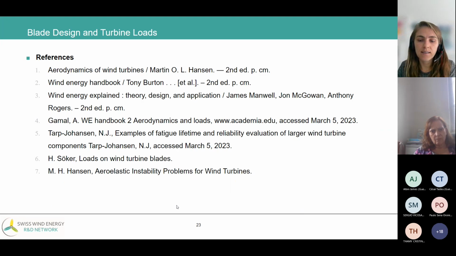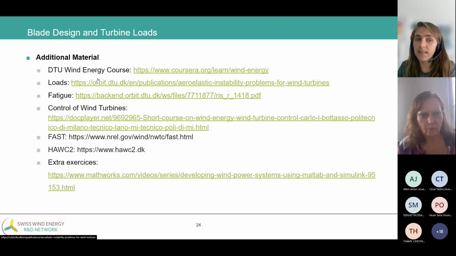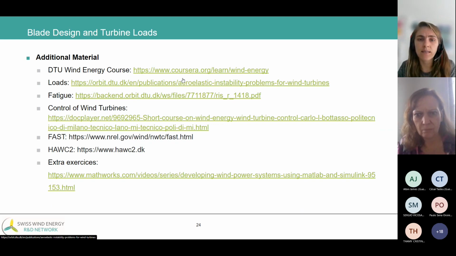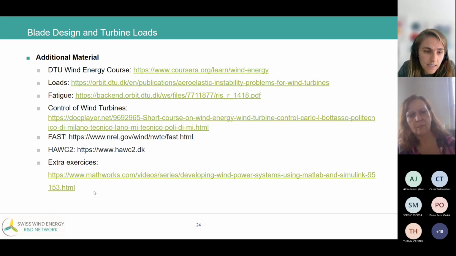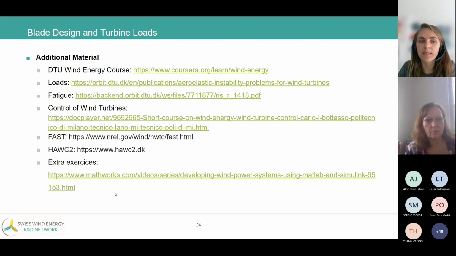And here I have all the references. I also included some additional material on the slides. There is a wind energy course from DTU that you can do on Coursera. There are also some lessons on YouTube. It's a very good one if a person wants to go deeper. And here I have included a reference for some exercises in MATLAB.